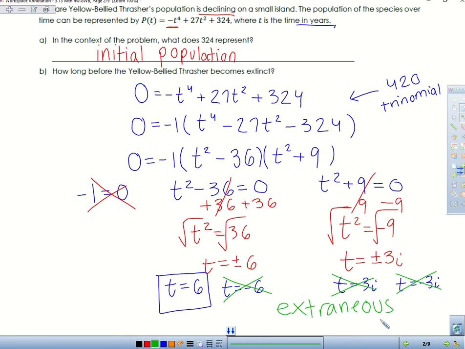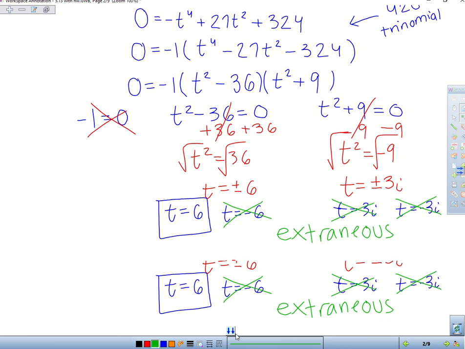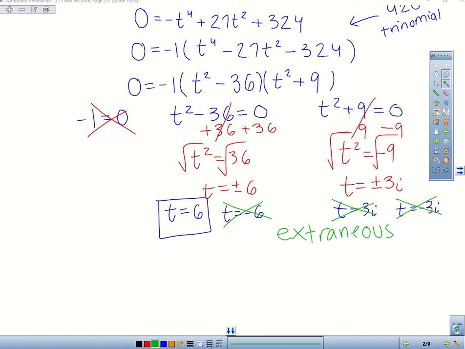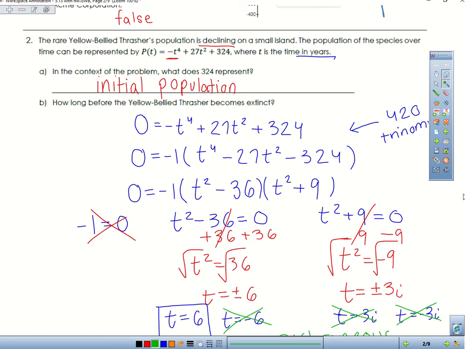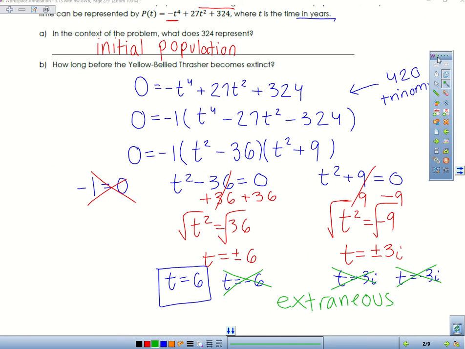Extraneous. Good. So does everyone understand why we yielded 4 solutions, but only one of them was actually useful to us? Does that make sense? Okay. So basically, in 6 years, they theorize that this bird will go extinct based on the data in math. That describes the situation. Okay?